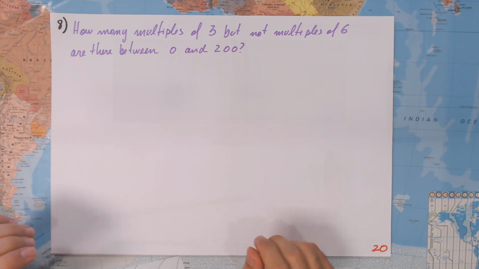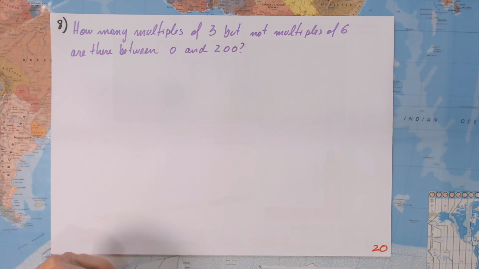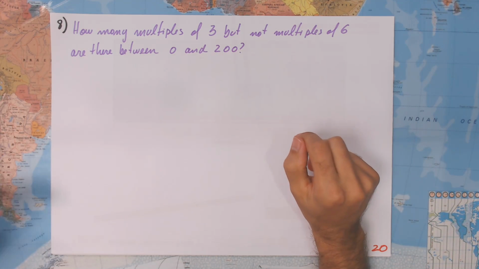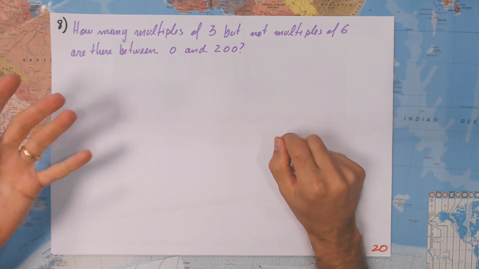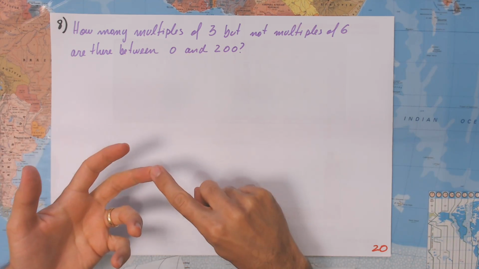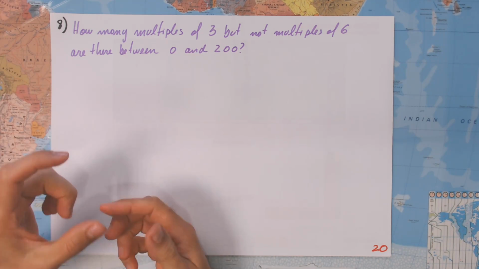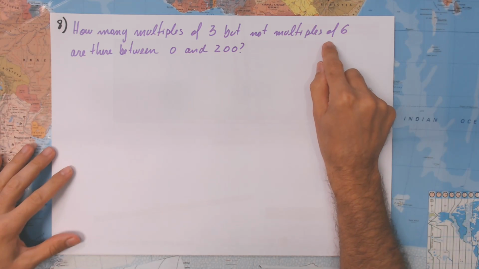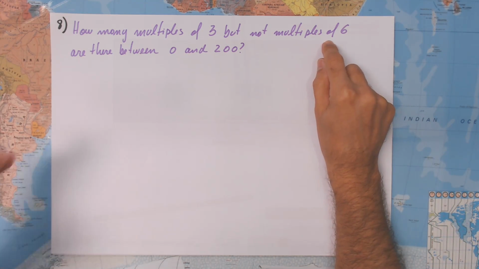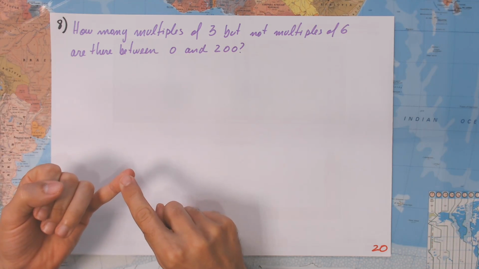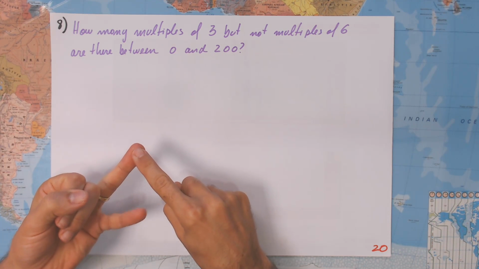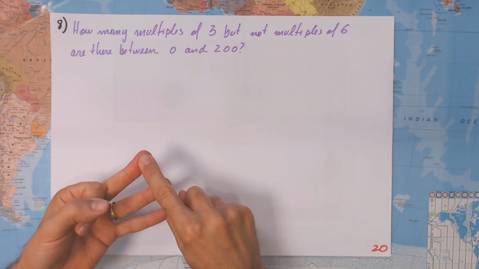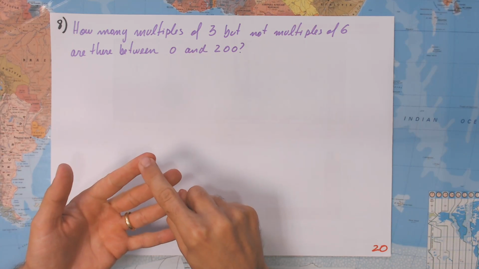to this one. Okay, again, so we have 0 and 200, and I want to know the multiples of 3. How many multiples? Well, we have 3, 6, 9, 12, 15, 18, 21, 24, 27, 30, 33, and so on. But we can't add the multiples of 6, so it's going to be 3, then 9, because 6 is not possible, so 3, 9, then 15, then 21, and so on.